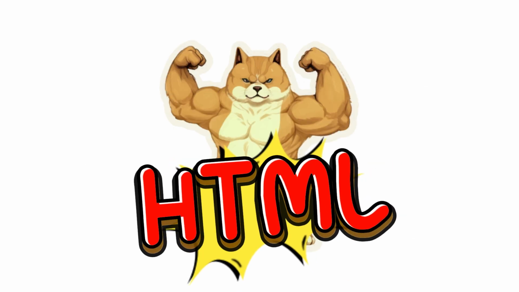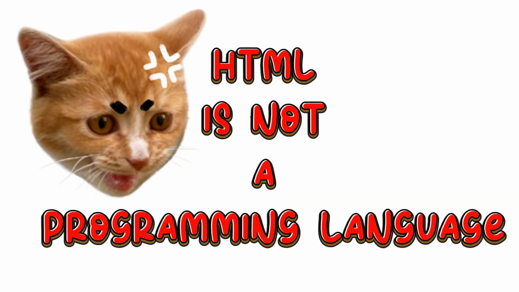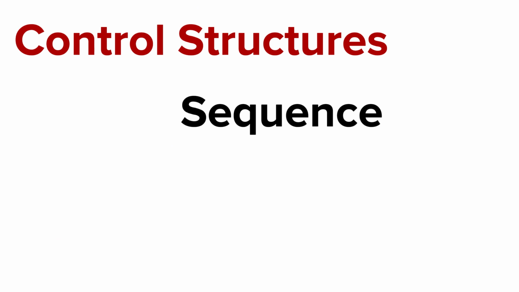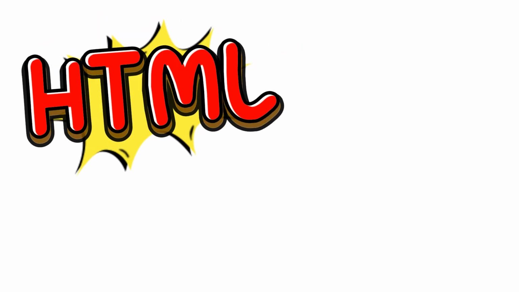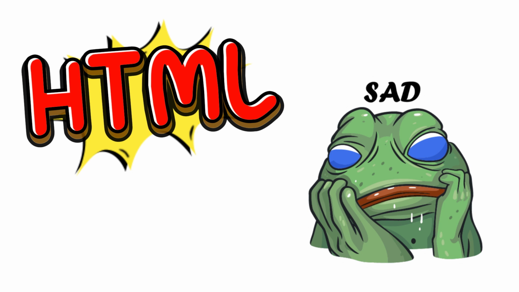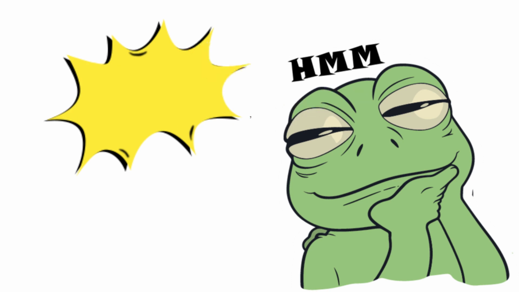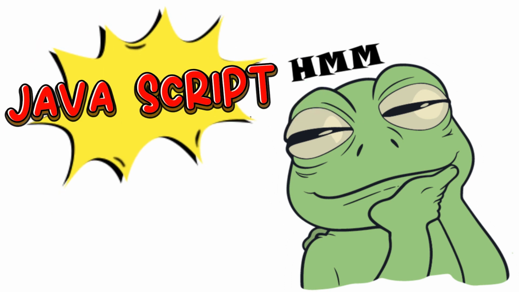With HTML, we can make any web page, but HTML is not a programming language. As a result, we can't use any control structures such as sequence, selection, and repetition. If we only use HTML, we can create only static web pages, which means they can't update while they are loaded in the web browser. So how can we make a dynamic content web page? That is where JavaScript comes into play.